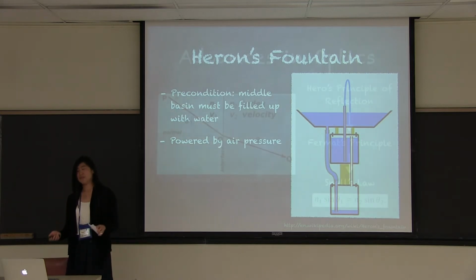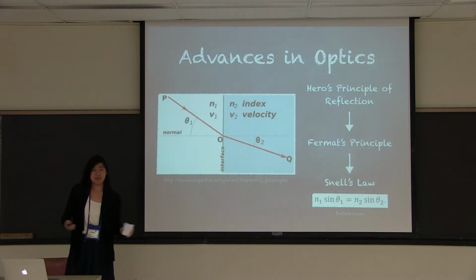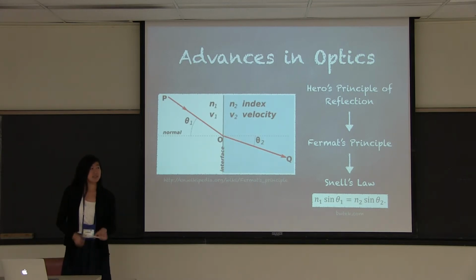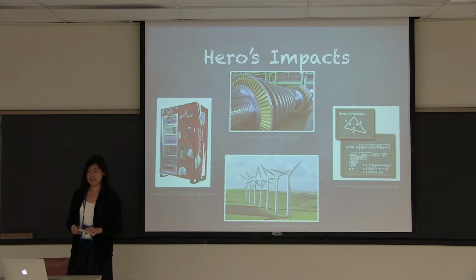People constantly used to think it was a perpetual motion machine, but it wasn't, as you can tell, because eventually the water level would fill up the bottom basin. Although he made a lot of inventions, he was also known for his advances in optics. He had created a principle of reflection, which ended up leading to Fermat's principle, which led to the beloved Snell's law we all know today.